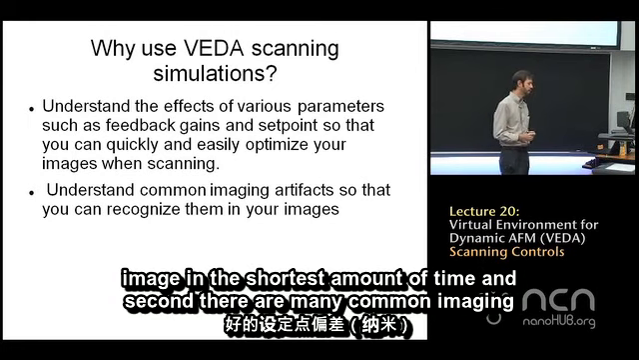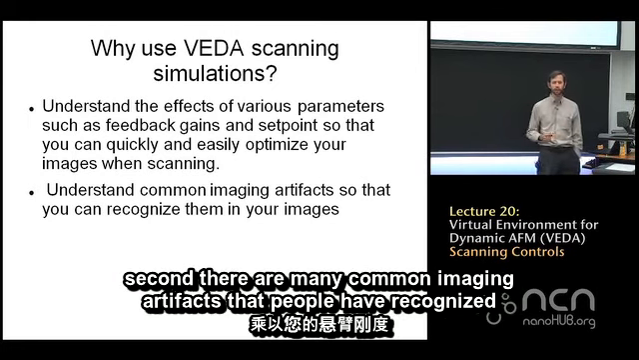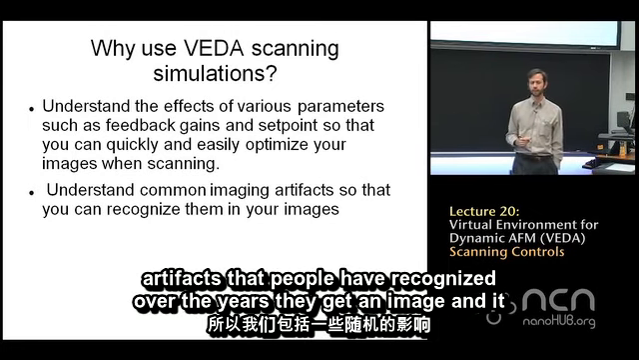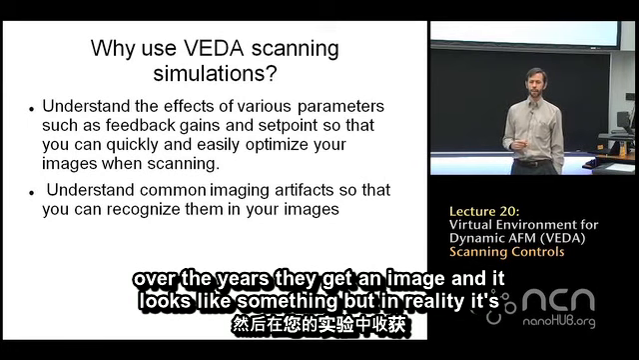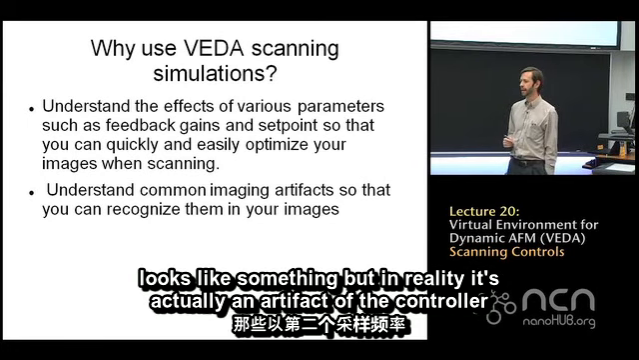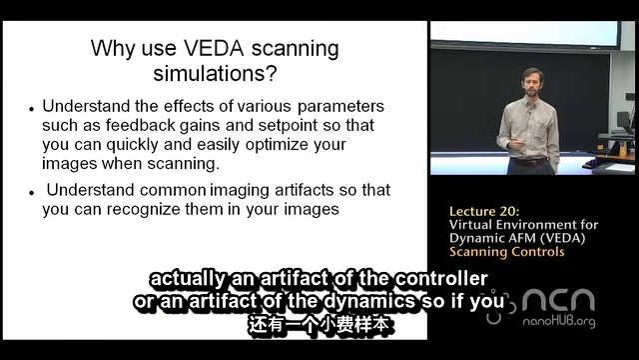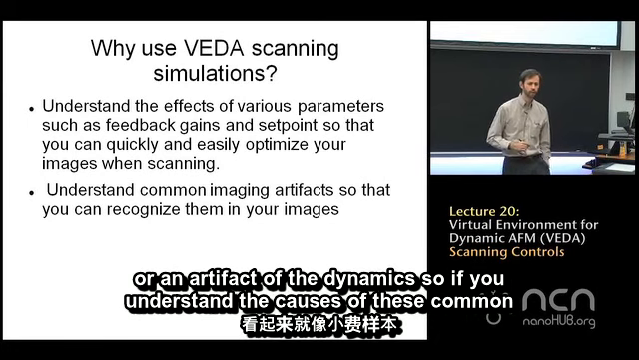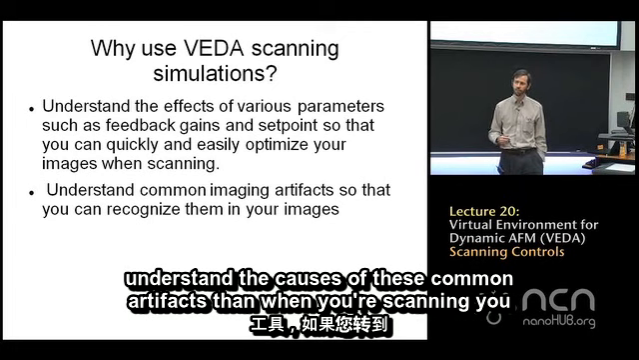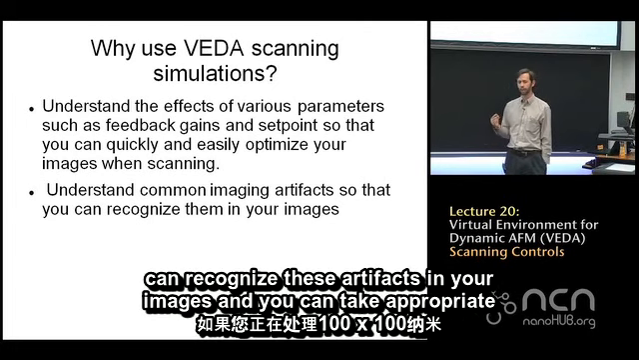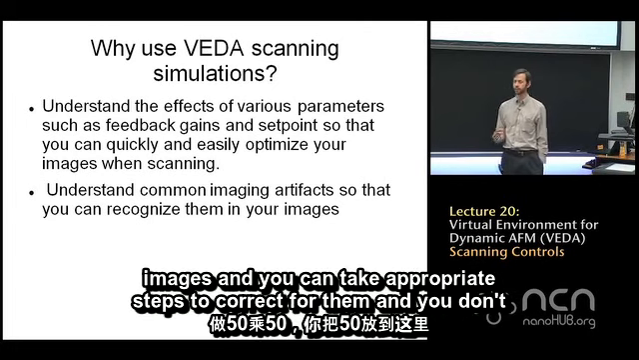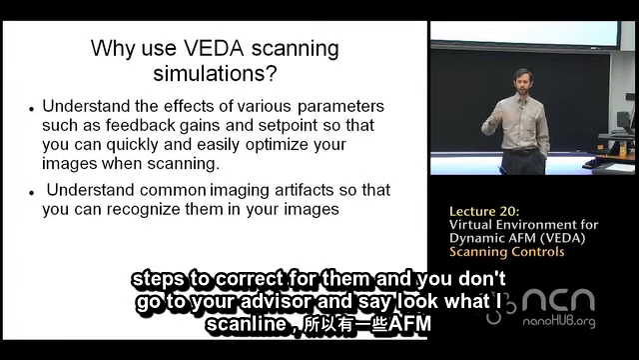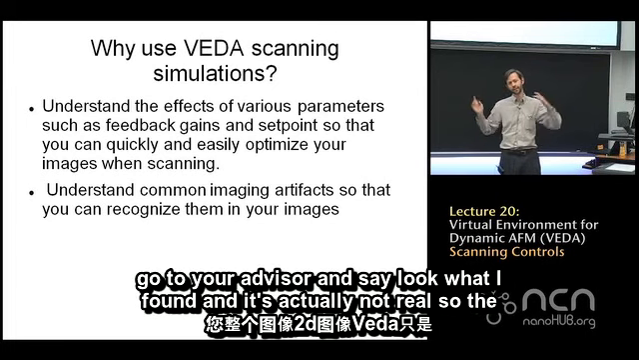And second, there are many common imaging artifacts that people have recognized over the years. They get an image and it looks like something, but in reality it's actually an artifact of the controller or an artifact of the dynamics. So if you understand the causes of these common artifacts, then when you're scanning, you can recognize these artifacts in your images and you can take appropriate steps to correct for them. You don't go to your advisor and say, look what I found, and it's actually not real.